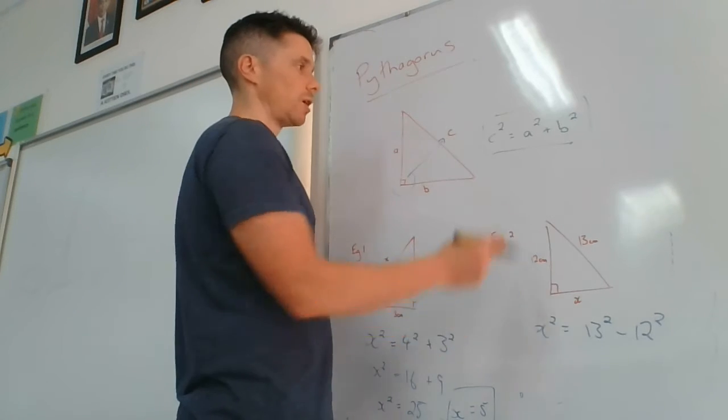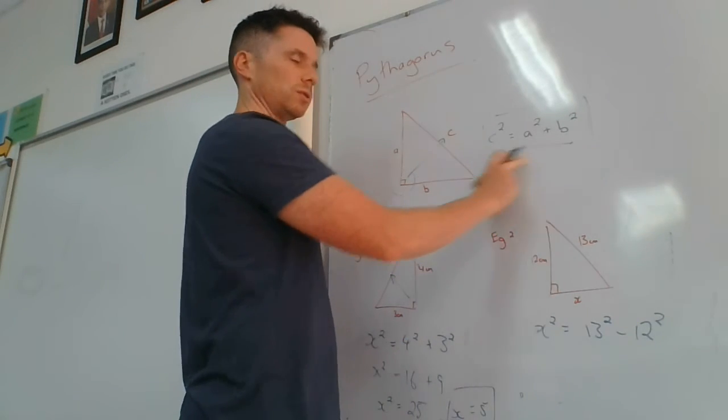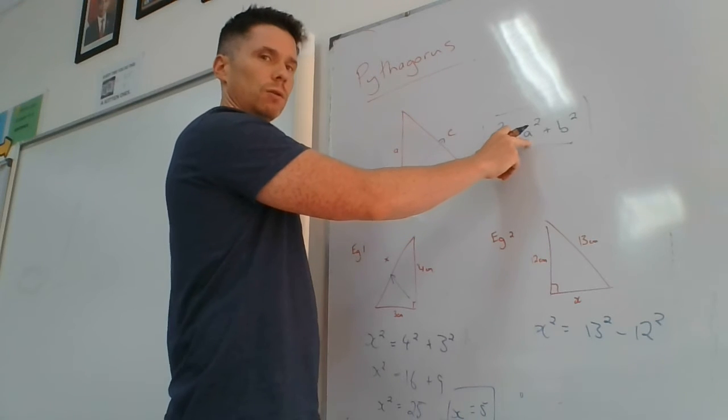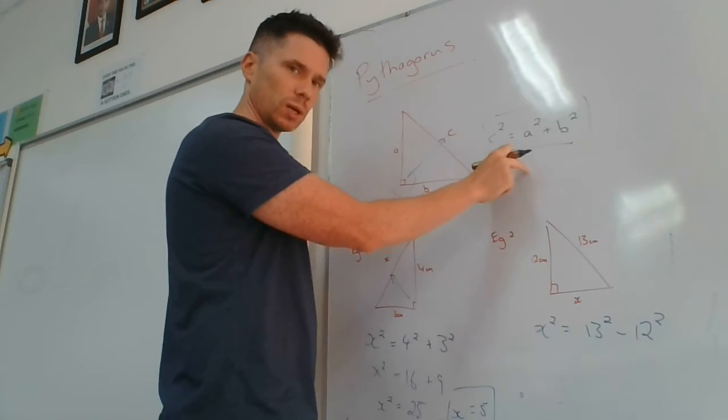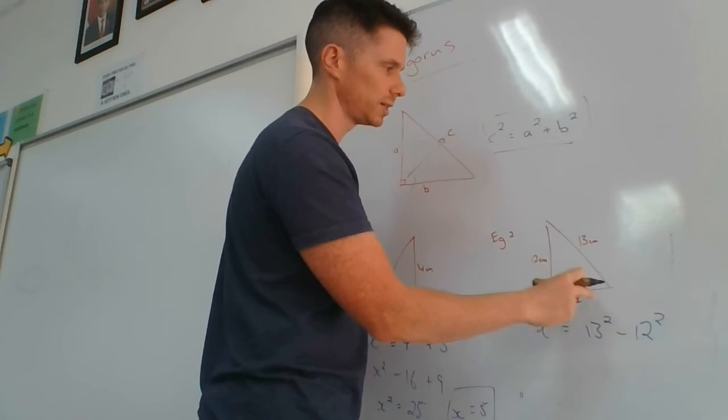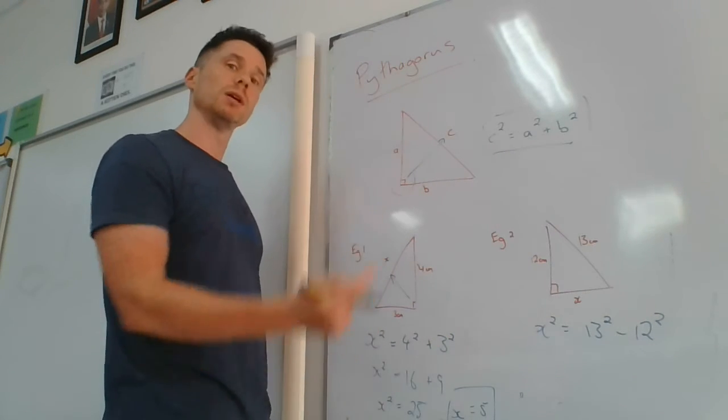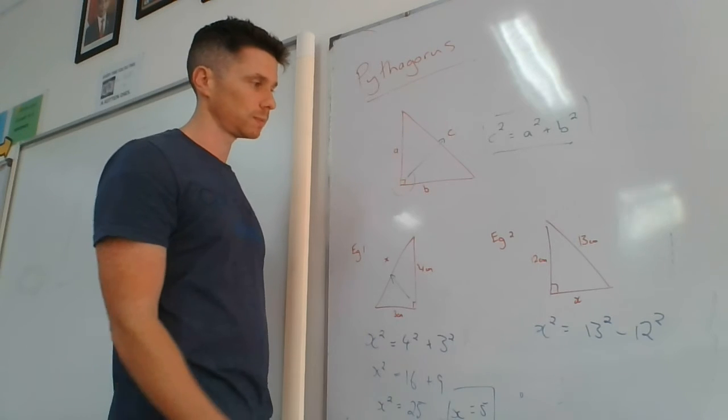And that's just a rearrangement of this. So you can rearrange. If a were to be subtracted from both sides, it would come over here and be c squared, take away a squared. That's just that. The longest side, take away one short side, will give us either of the two short sides.